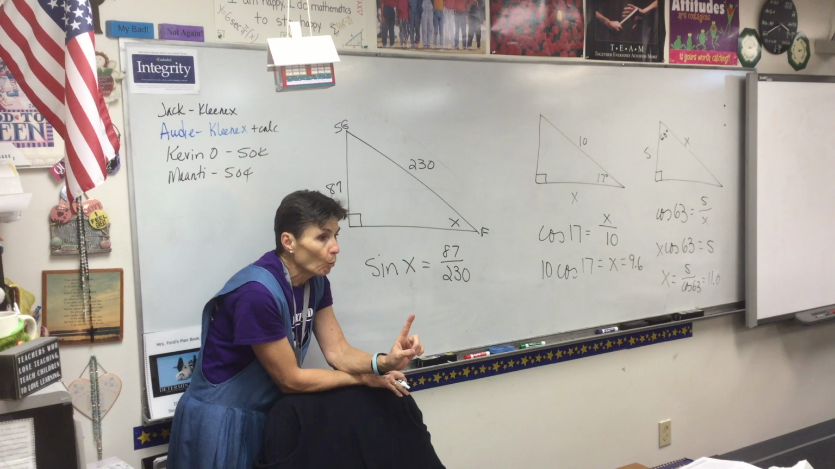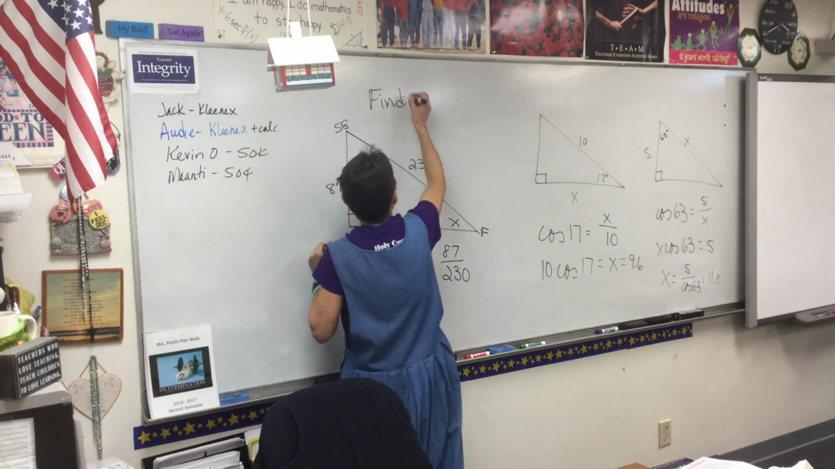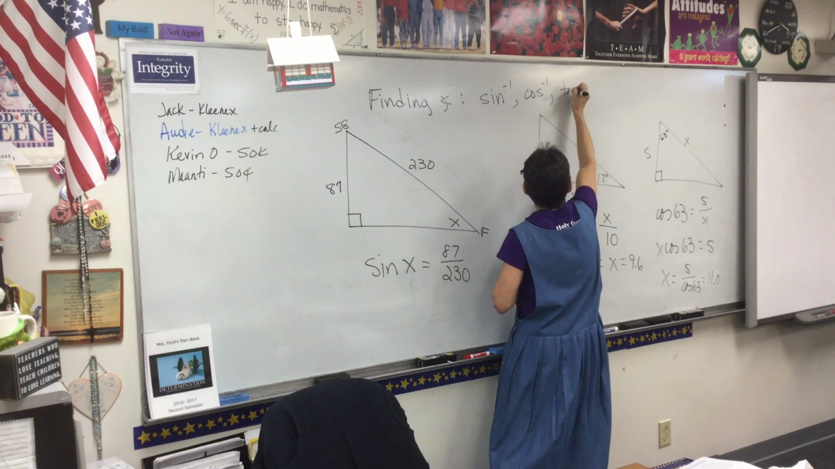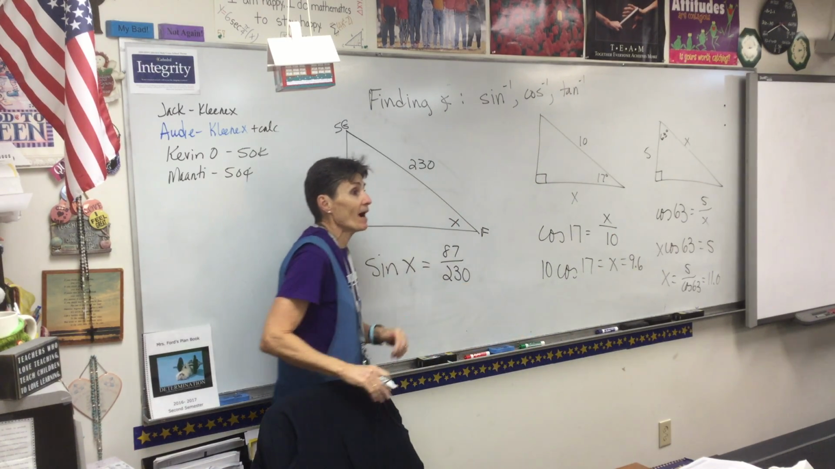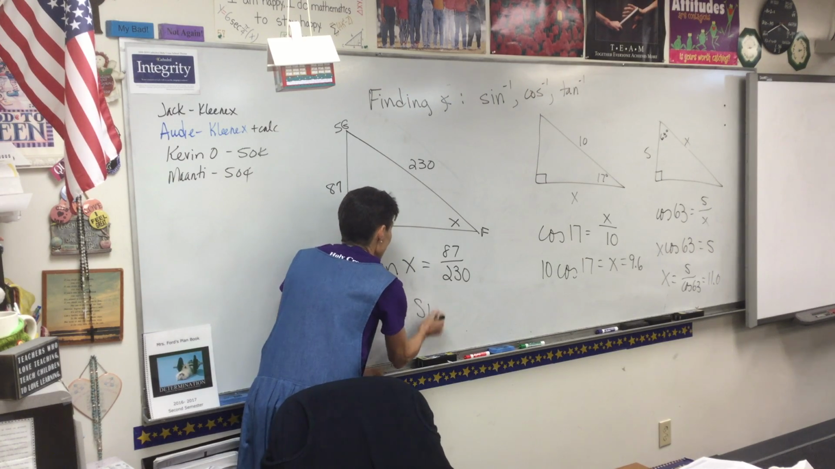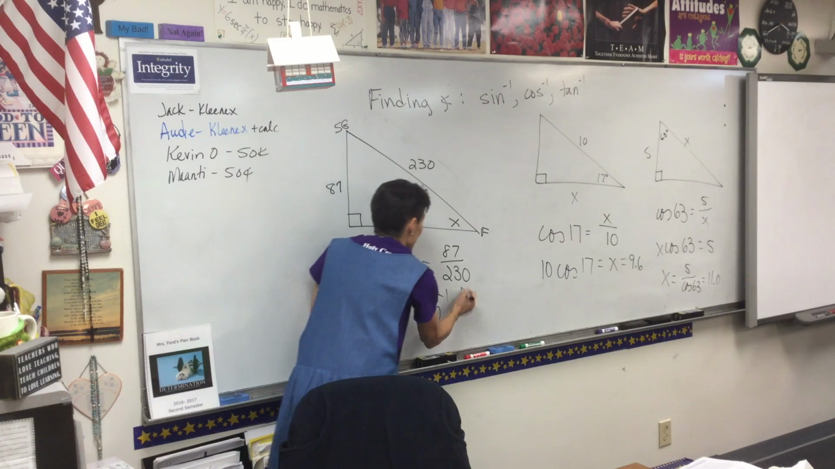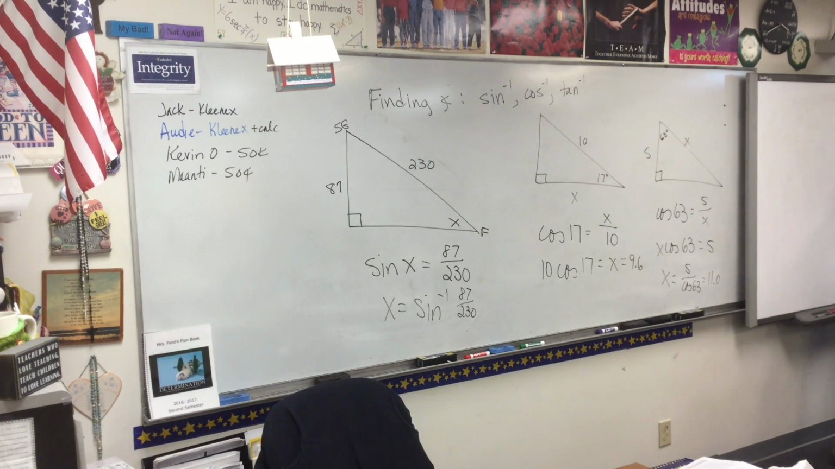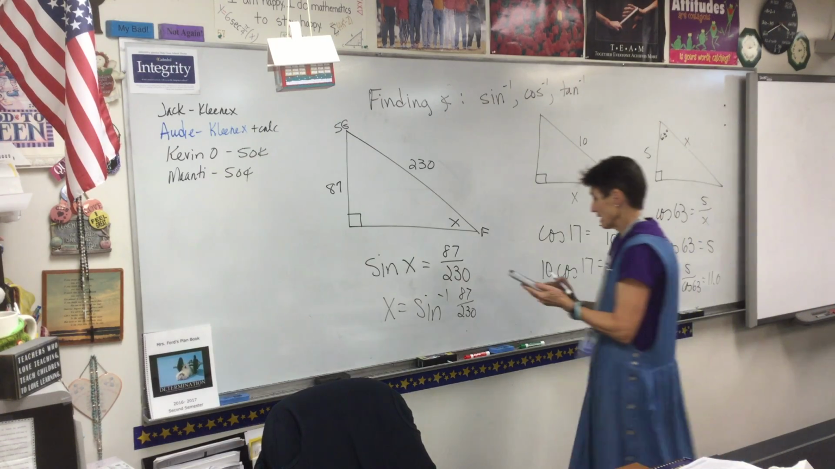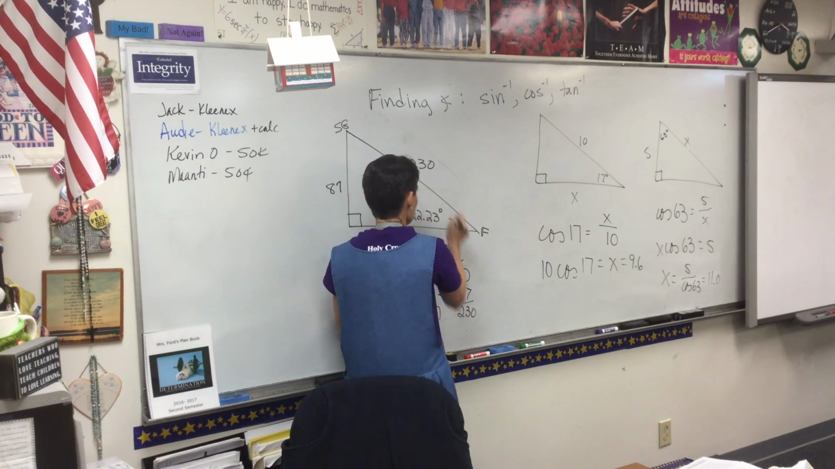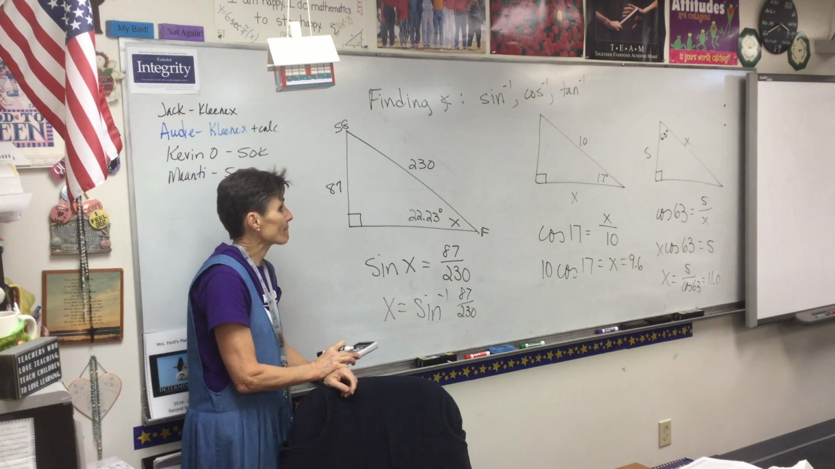Now, we're going to use a new button on our calculator. Everybody pay attention. When you are finding an angle, we use this button, or this button. Those are the buttons that find angles. They are the inverse buttons. So I will press inverse sine, because this is a sine problem, 87 over 230. So type that in on your calculator. Second sine, 87 divided by 230. And I got 22.23 degrees.